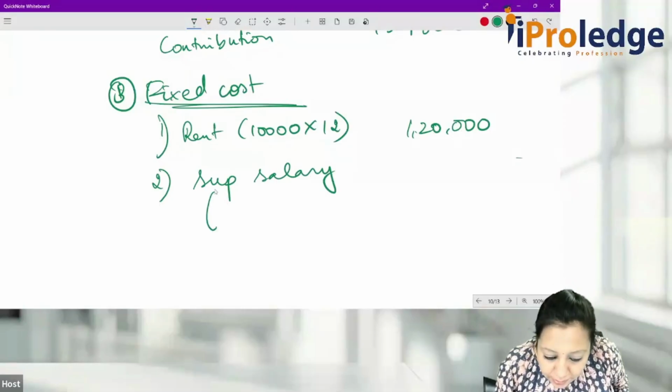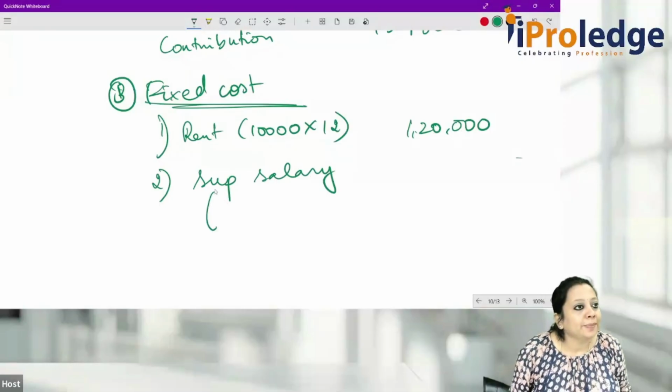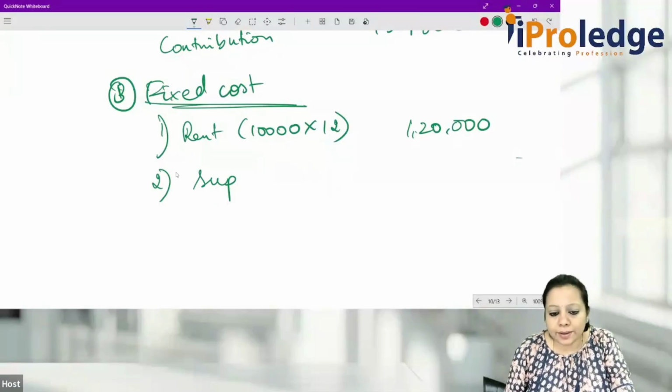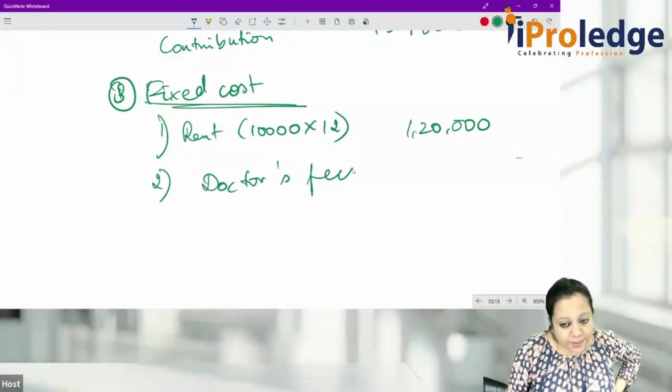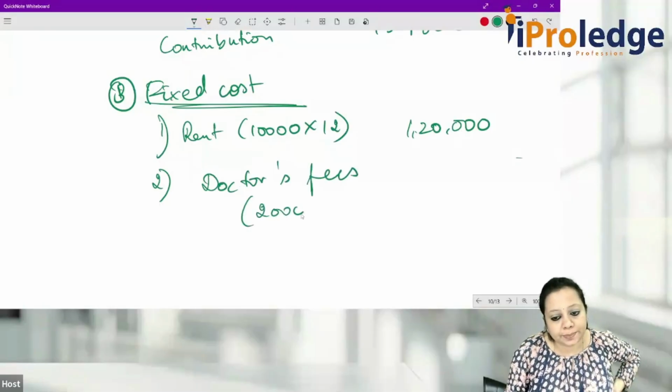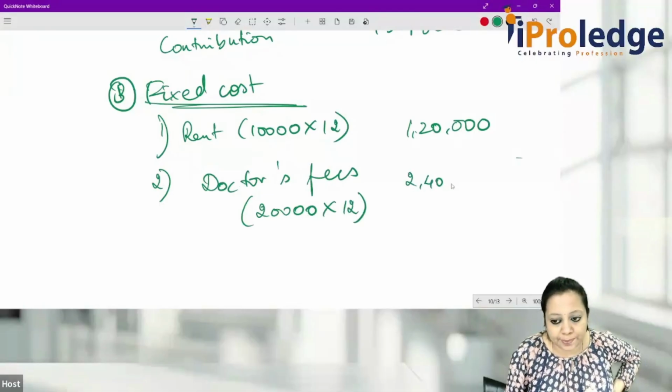Sorry, ma. Oh, wait. Oh, yeah. We'll go in order. Okay. Doctor's fees. 20,000 into 12. 2,40,000.